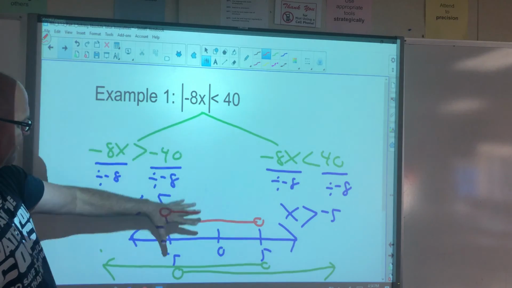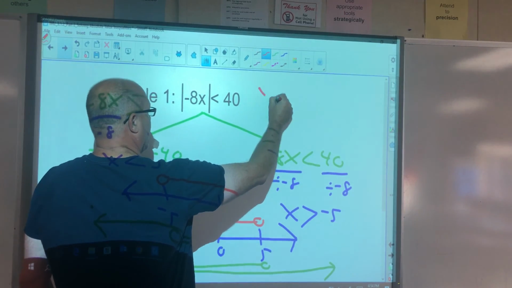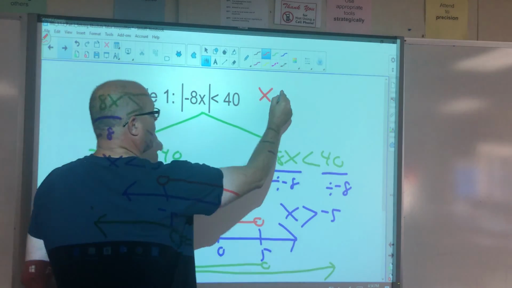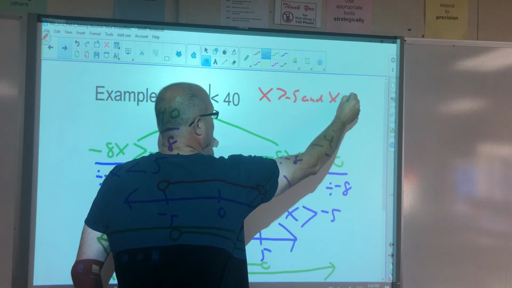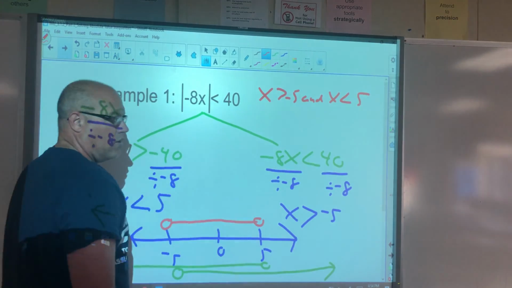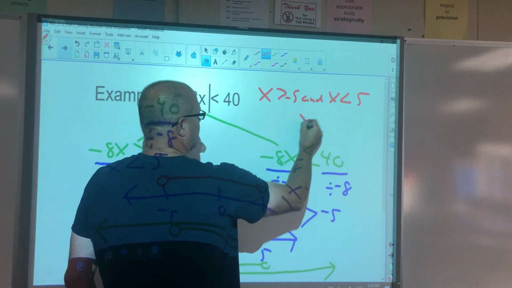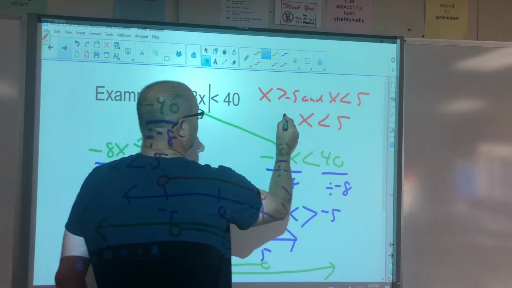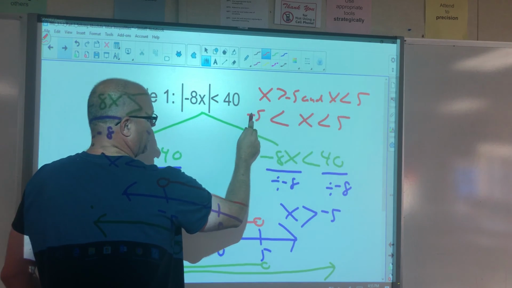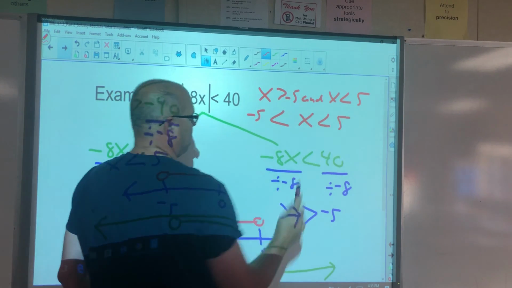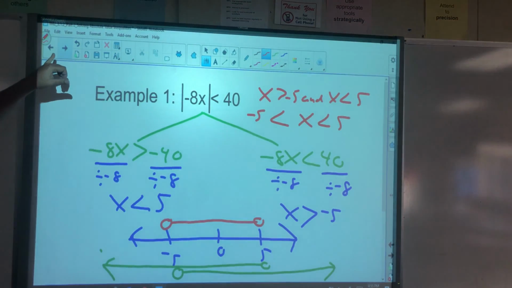So this is our solution. How do we write it? We're going to write it as either x is greater than negative 5 and x is less than 5. Or from your IM1 days, you use the compact form if you like. Put x in the middle and we know it's less than 5 and it's greater than negative 5. Read it from here. X is greater than negative 5 and x is less than 5. Okay, so either way I take in my class. Okay? All right, next example when you're ready.